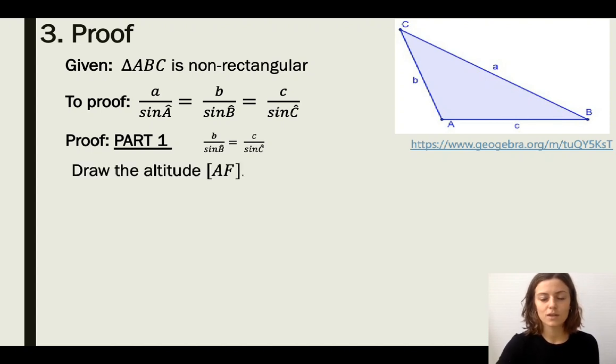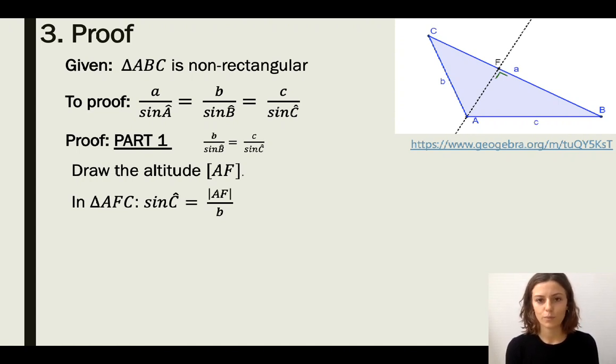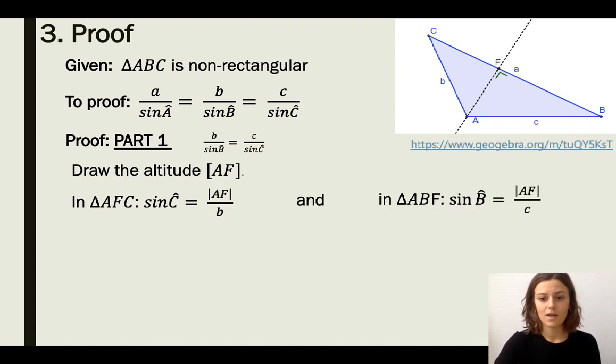If you draw the altitude AF, you create two rectangular triangles. In triangle AFC, sine C equals AF over b. And in triangle ABF, sine B equals AF over c. This is because of the definition of sine of an angle.